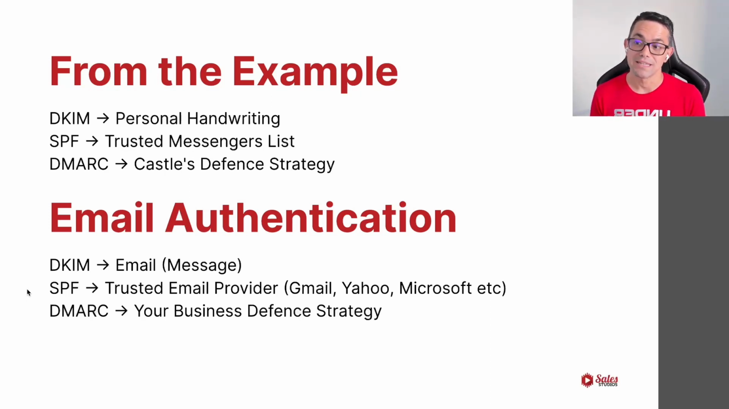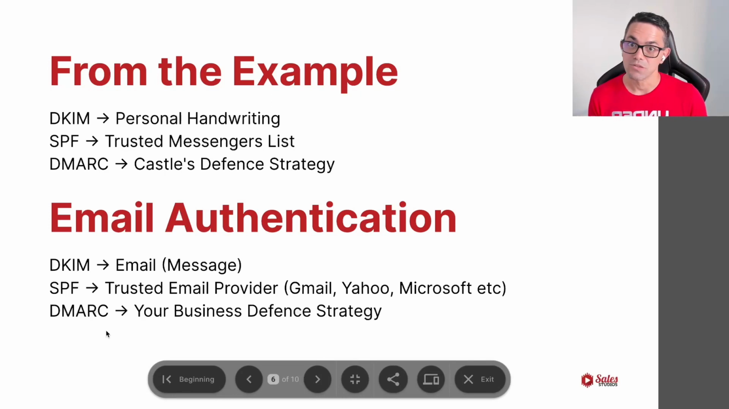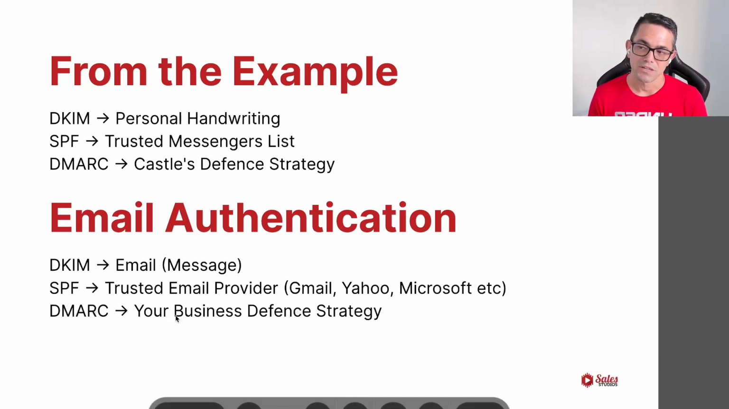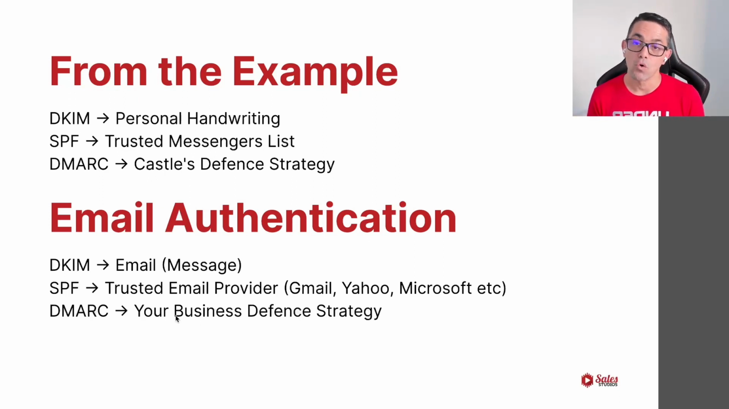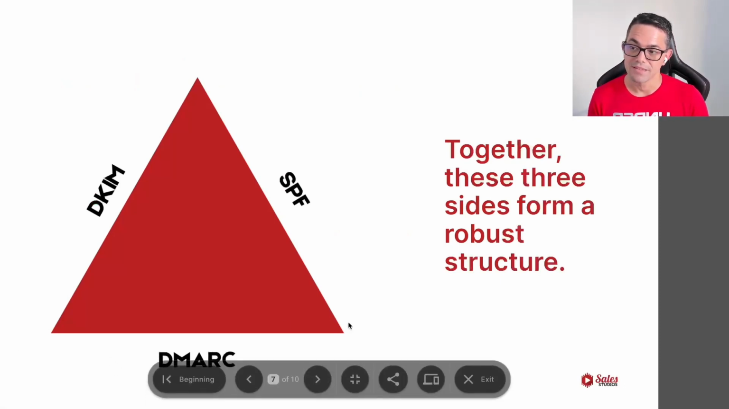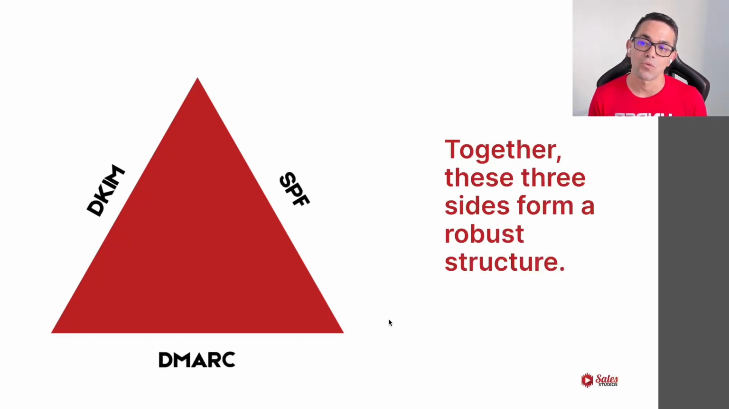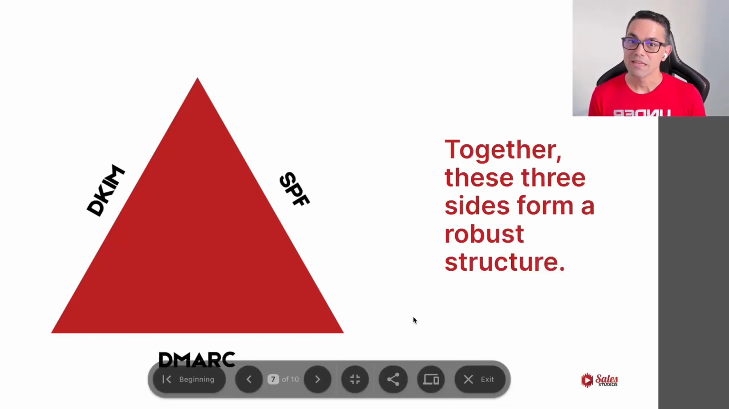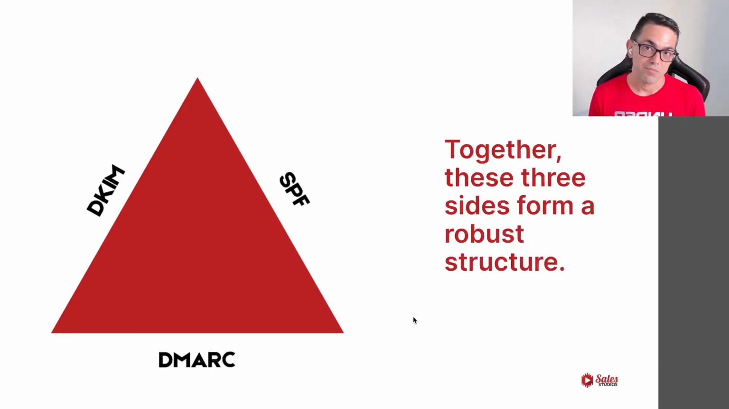And then we've got the DMARC. The DMARC in here from the example would be the castle's defense strategy. And in real life, it will be your business defense strategy. So it's very important that you have all three in place. And in here, you can clearly see that we've got DMARC as the base of the triangle, and then we've got the SPF and DKIM. Together, these three sides form a robust structure that will prevent cyber attacks.